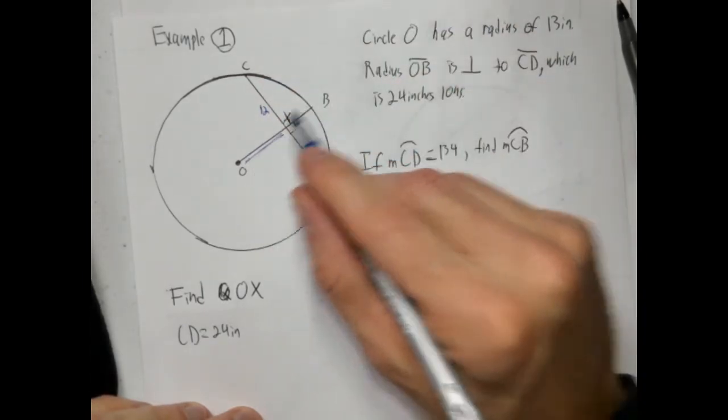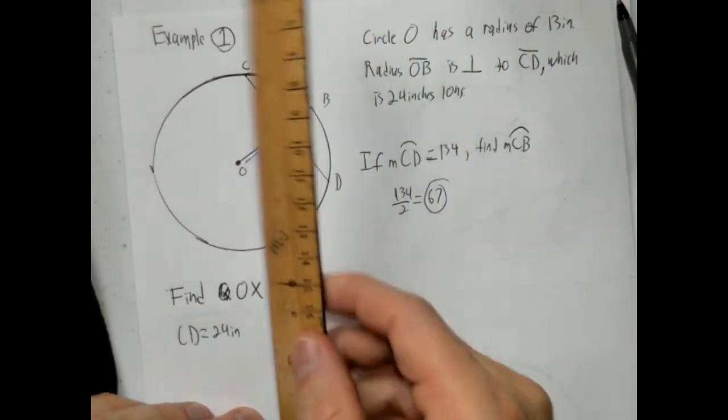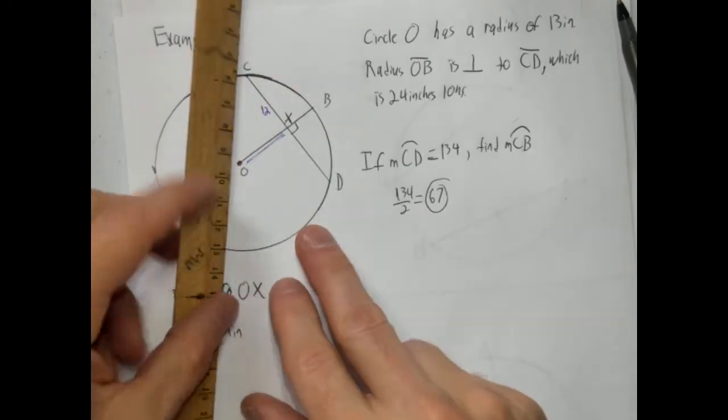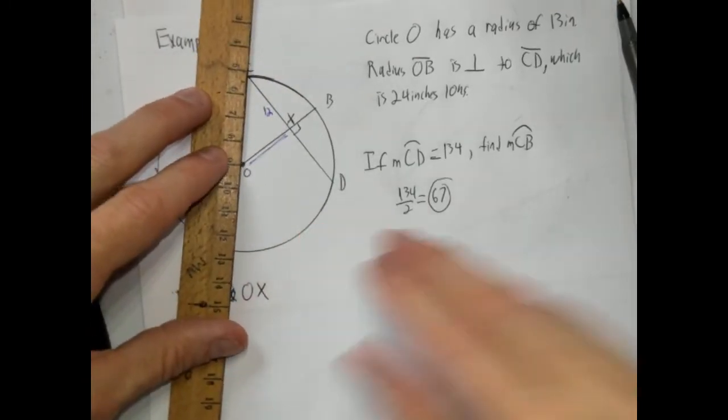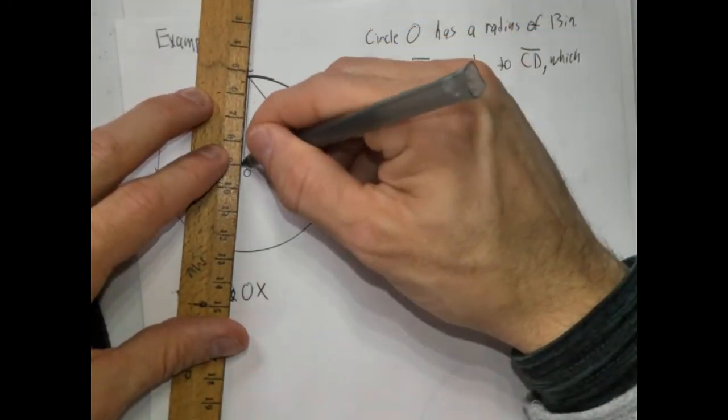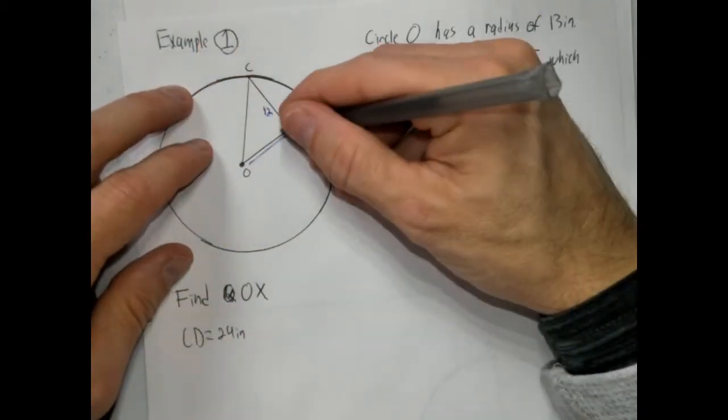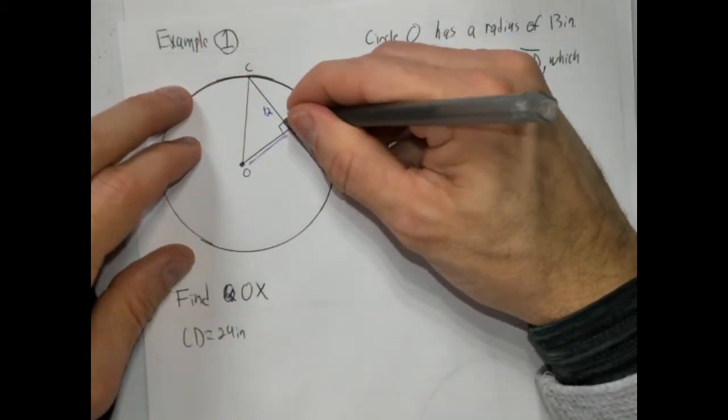We need to find that. How do we do that? Well, we are going to make a right triangle. Check this out. We're going to connect these two points. We know this angle's vertical to that angle, so this should be a 90-degree angle.